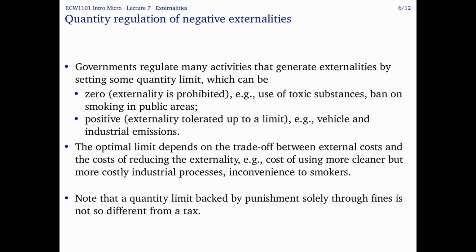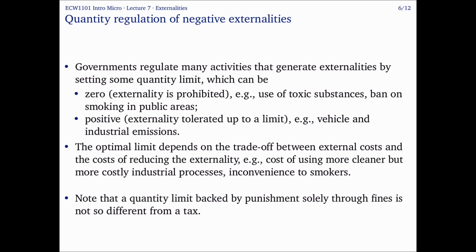Banning smoking in public areas. You might think, oh, well, obviously we should just ban it. Yeah, it's bad for people. Well, but banning it imposes a cost on the smokers. Right? So there is an inconvenience in that. Now you might think, oh, but they are morally in the wrong.